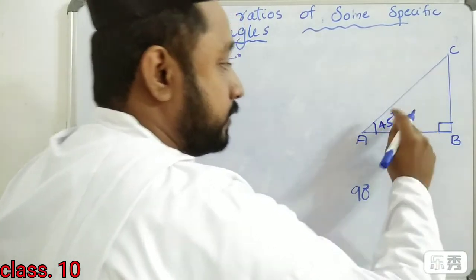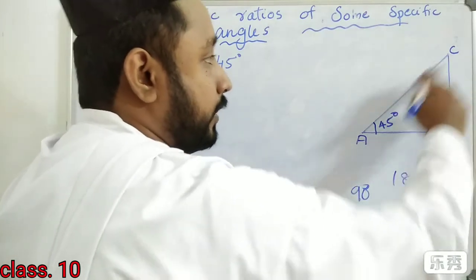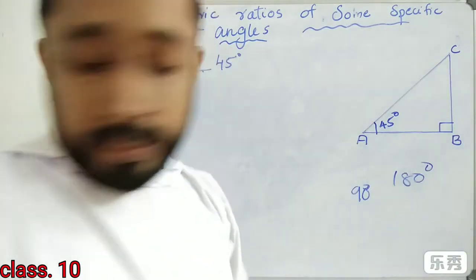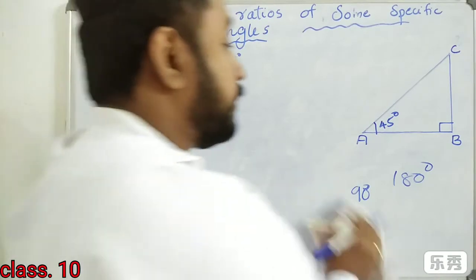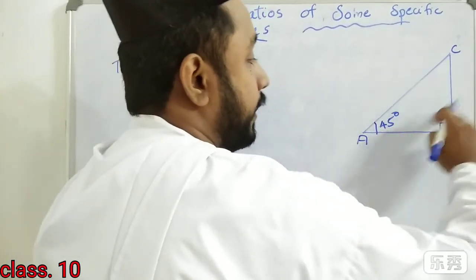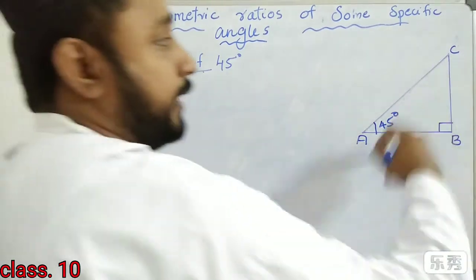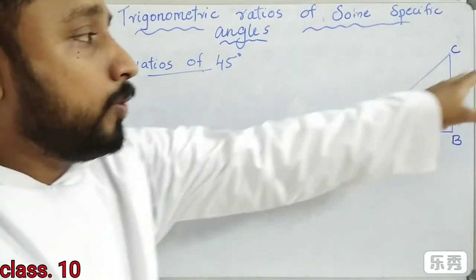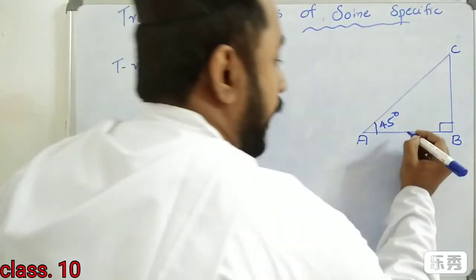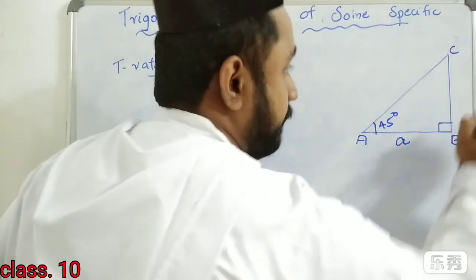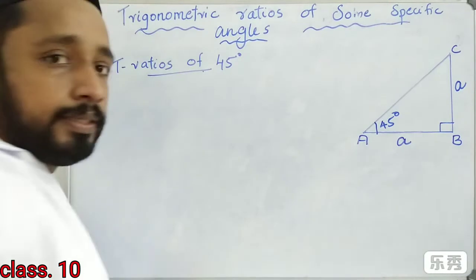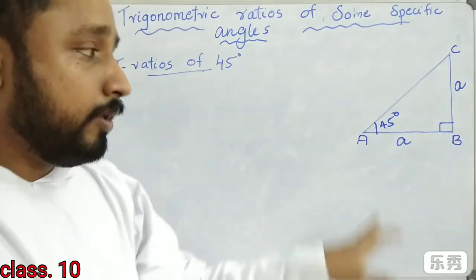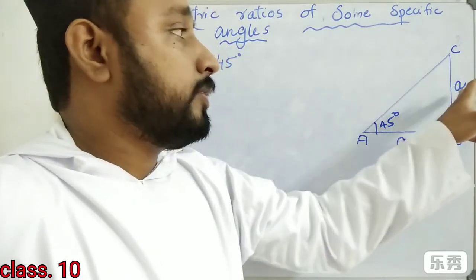Isn't it? This is 45, this is 45. Both are equal because this is an isosceles triangle, and this is 90 degrees. So the total is 180 degrees. The base angles are equal and the sides opposite to these angles are also equal. So I take this length as a, and this is also a. These two sides are equal and these two angles are also equal.